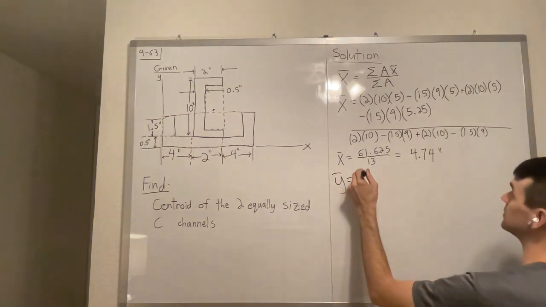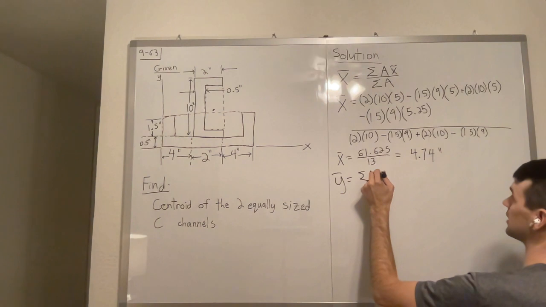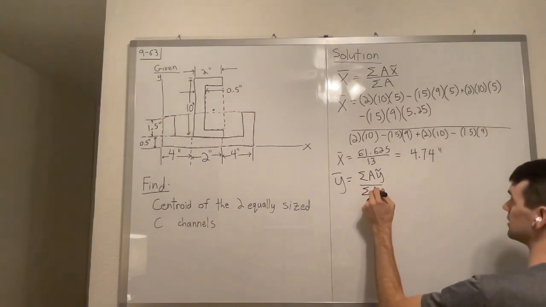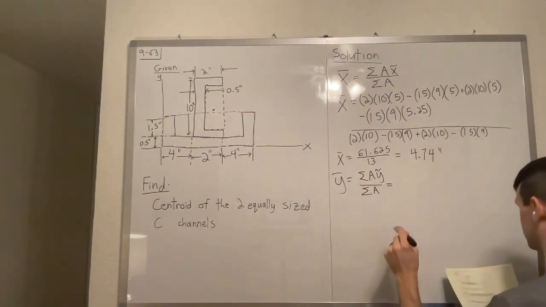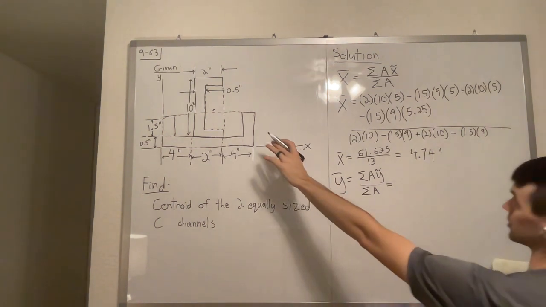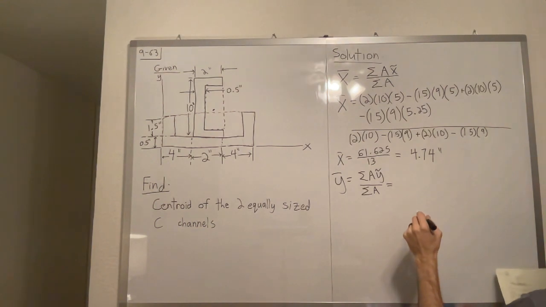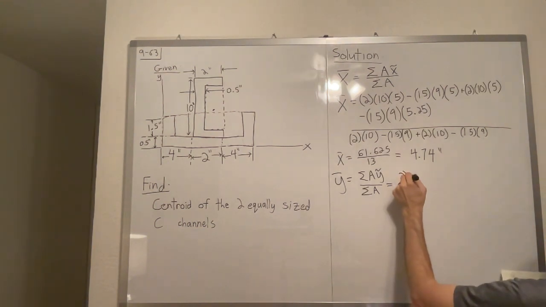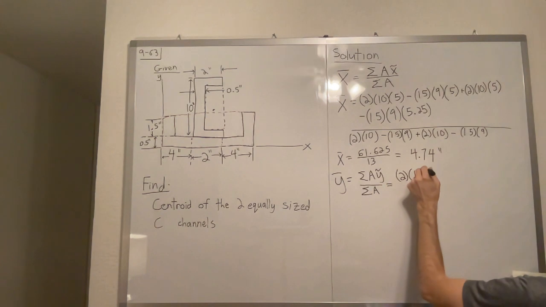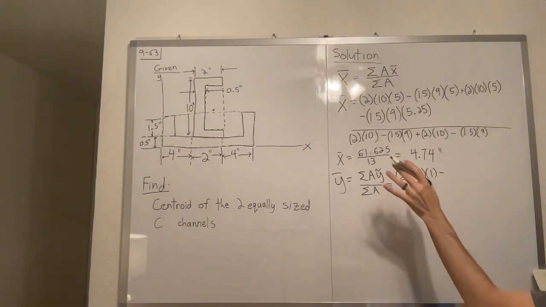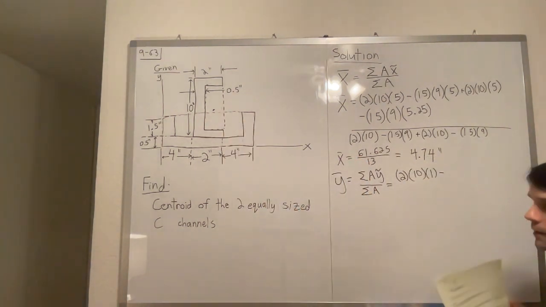It's the same basic equation, the sum of the areas times the individual area's y centroid divided by the sum of the areas. And so same thing, we're going to start with this big guy. So its area is 2 times 10, and because it's 2 high, its y bar, its y tilde is just 1. And now we need to subtract this cutout area.